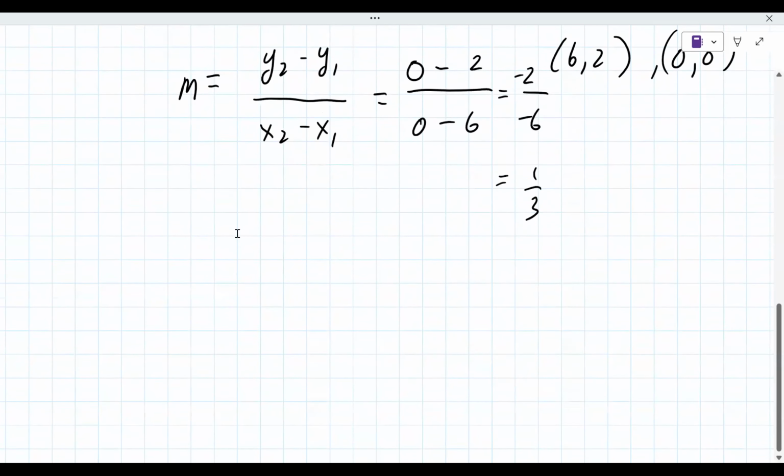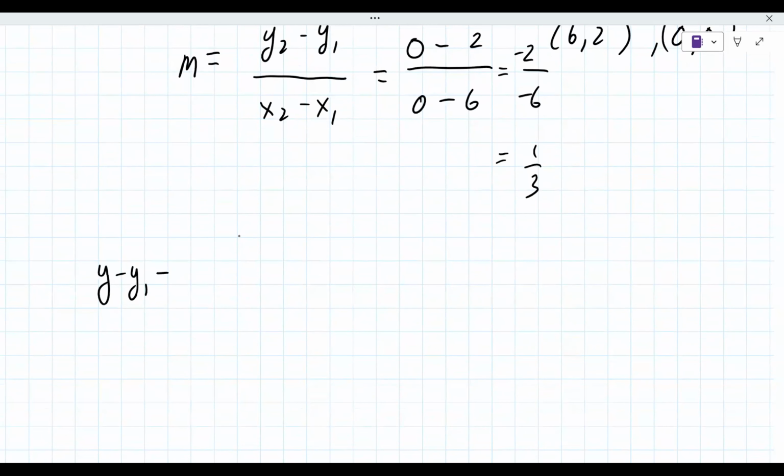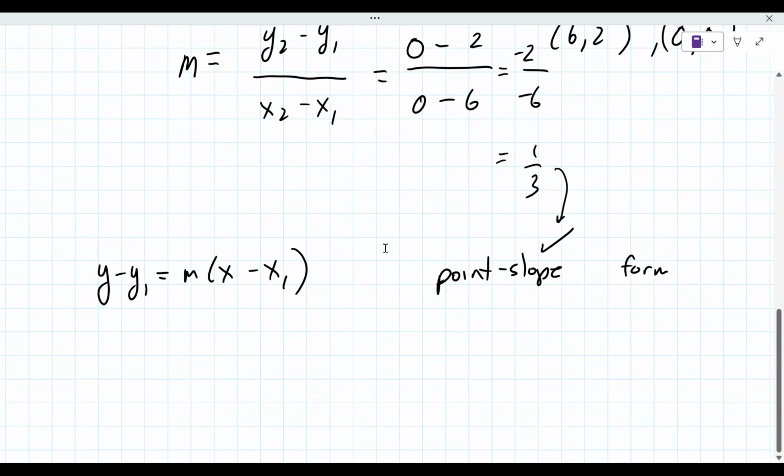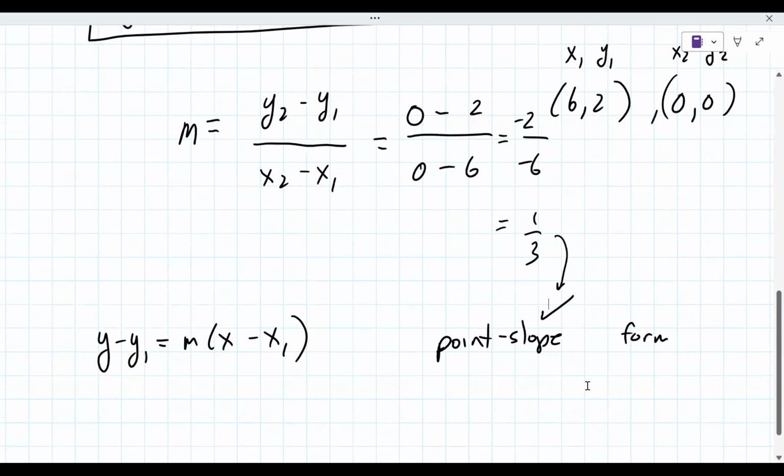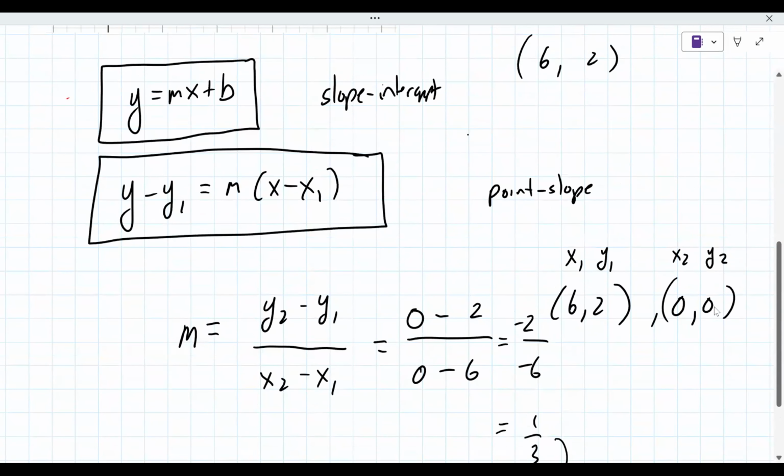One of the things that I think really would help, and I don't know if you're big into language, is that this is called point slope form. The words tell you what you need. You need a point and a slope. You have the slope. Now you need a point. You can use either this point or this point. It doesn't matter. You get to choose.